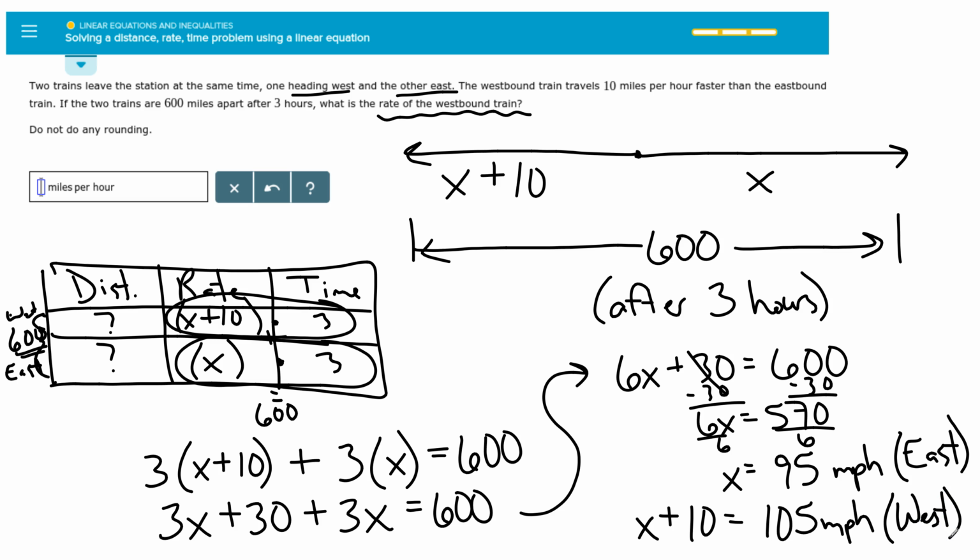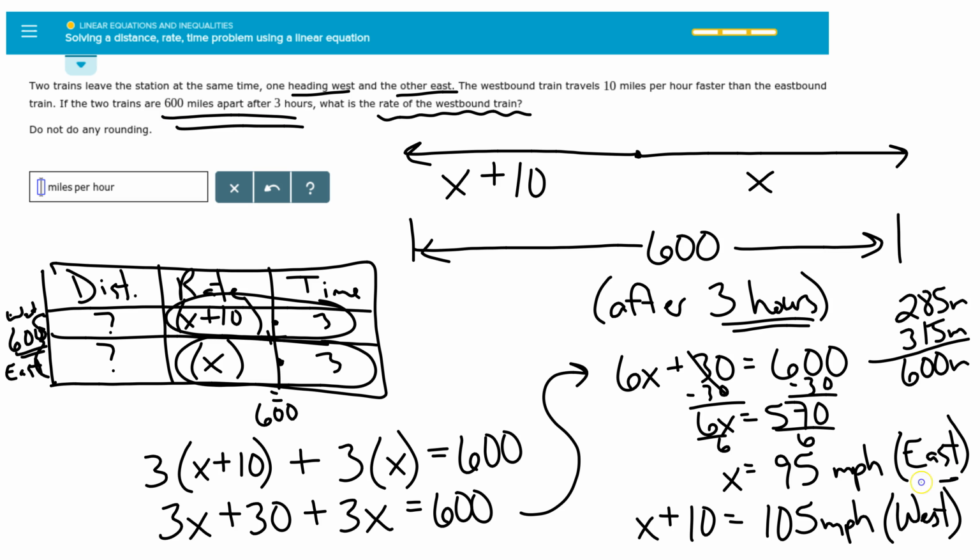Okay, and remember, we can verify this by multiplying each of those by 3 because they both traveled for 3 hours. So if I multiply x by 3, I get 285. So the eastbound train traveled 285 miles. The westbound train, 105 times 3, traveled for 315 miles. So that means that total we get 600 miles, which is what we had in the original part of the problem. 600 miles after 3 hours. That's how far apart they were.